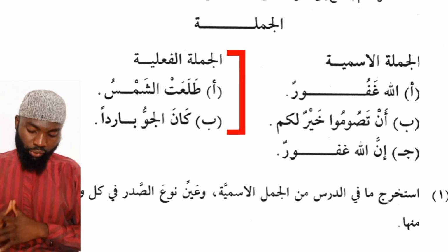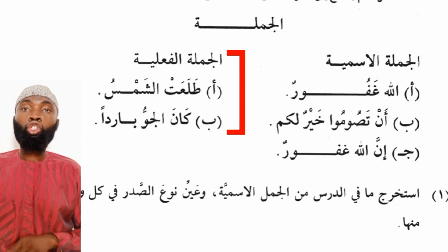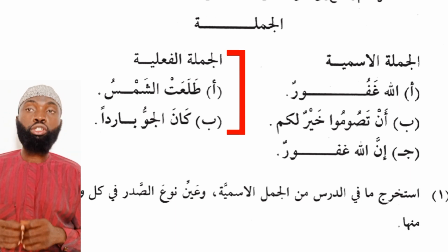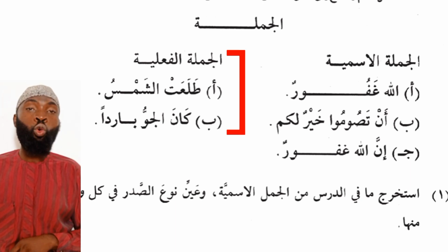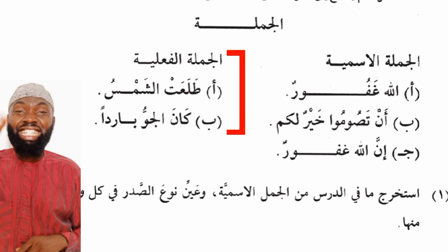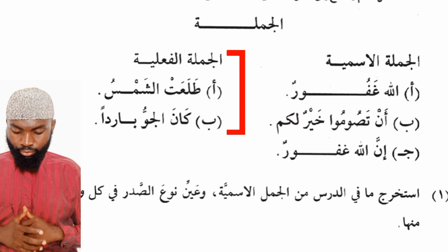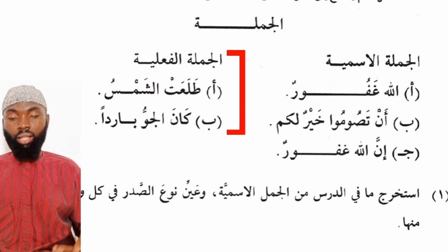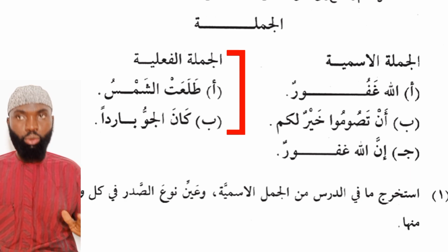While under jumlatul fi'liya, that is the verbal sentence, you can see tala'ati shamsu, the sun rose, because tala'a is fi'lun tammun, and we have kana al-jawu baridan, the weather was cold. So kana is fi'lun naqisun, an incomplete verb. And lastly, we have wa kana Allah ghafurur rahim, and Allah is most forgiving, all merciful. Can you see this very well?